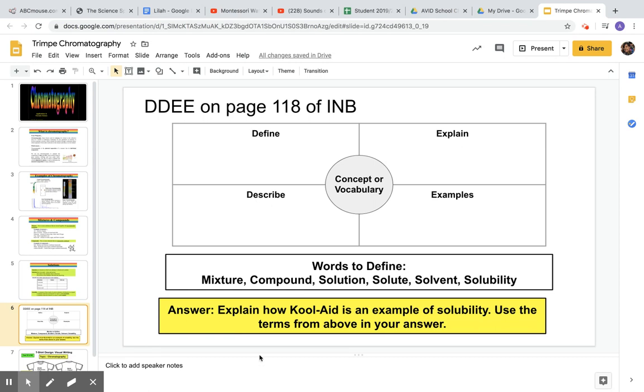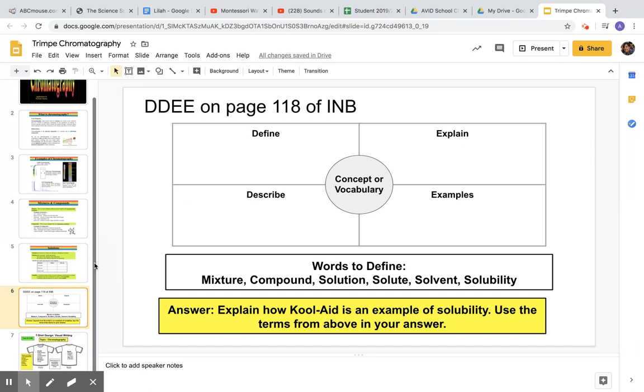And again, we will be coming back to this slide. So when you go to turn it in, I will be giving you some opportunities to go on Flipgrid later this week to explain that process to me.